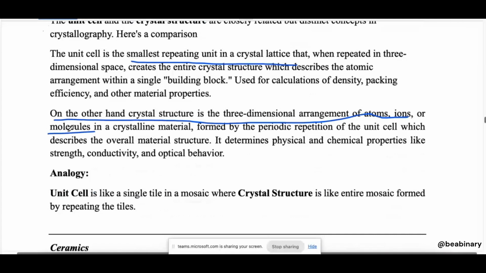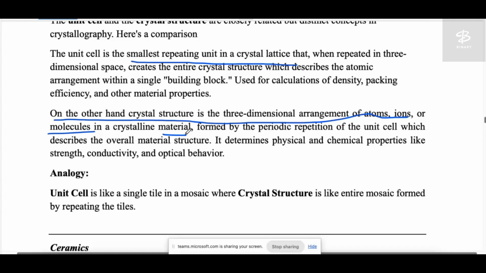So the crystal structure is a three-dimensional arrangement of atoms, ions, or molecules in crystalline materials. Are materials always crystalline? No, materials could be crystalline or not crystalline. Materials have two kinds of nature: the first is crystalline, and the second is amorphous. In amorphous materials, you cannot define the arrangement or the fashion in which the atoms, ions, or molecules are present in the material.